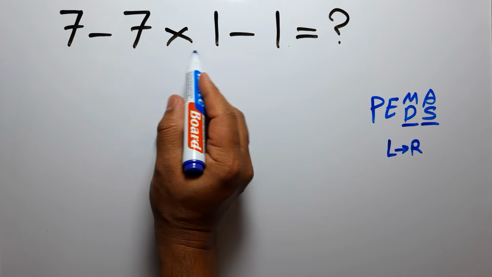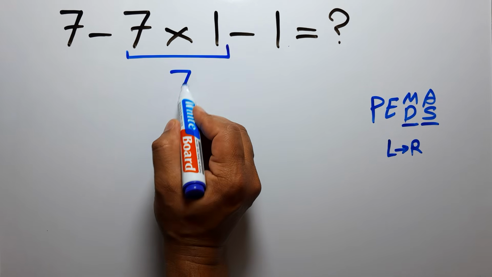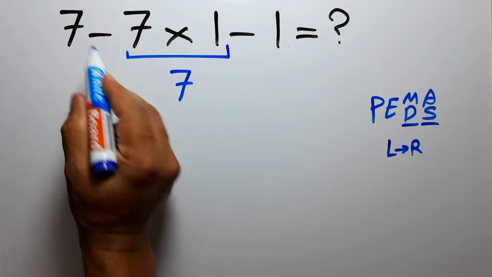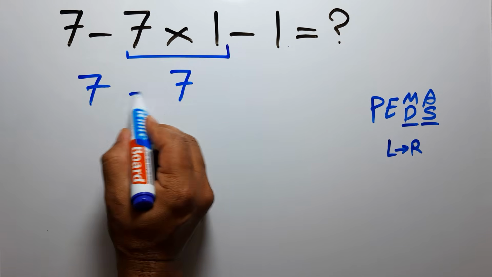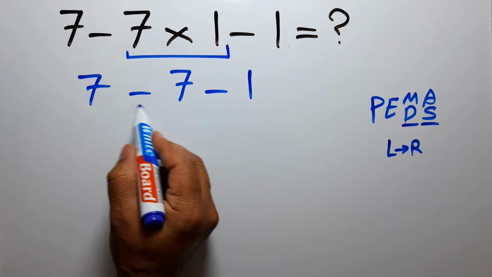So first we have to do this multiplication. 7 times 1 is just 7. So we have 7 minus 7, then minus 1. Now we have to do this subtraction.